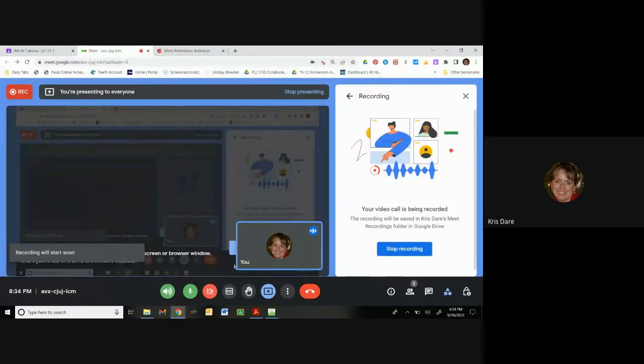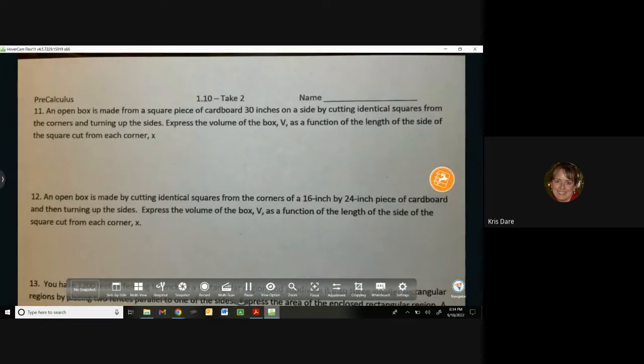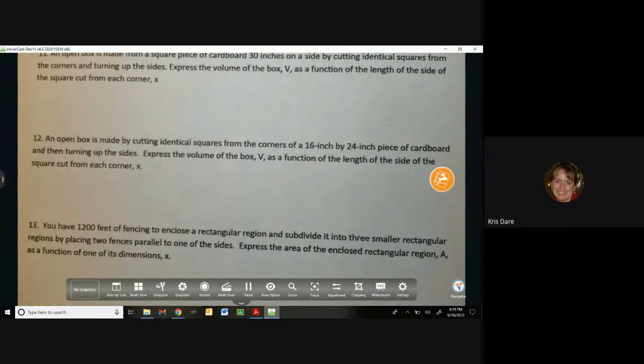Okay, I'm just going to record a select few of these problems that were on your assignment. So I'm going to try to do one of each type. Okay, so I'm going to do number 12. And I might go fast, so pause it if you need.